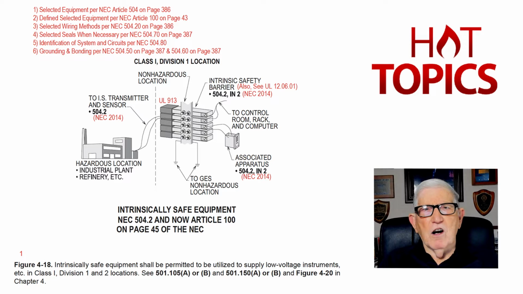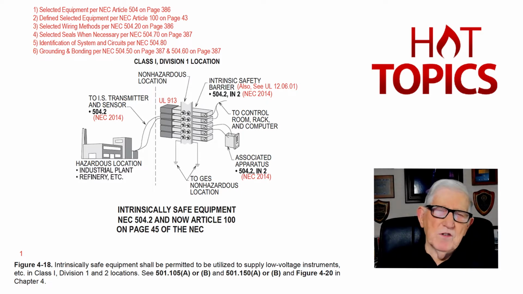Number 1, we select our equipment in the NEC in Article 504 on page 386. The equipment, the enclosures, and the wiring methods, and so forth. We define the electrical equipment in the NEC in Article 100 on page 43. We select our wiring methods per NEC 504.20 on page 386. And we select our seals when necessary for these systems in NEC Article 504, Section 504.70 on page 387.